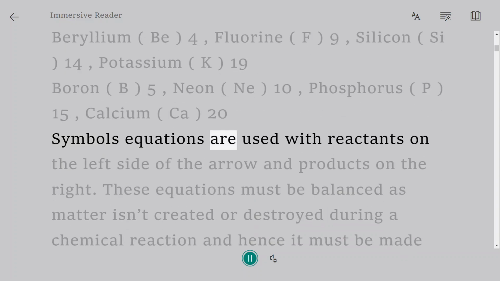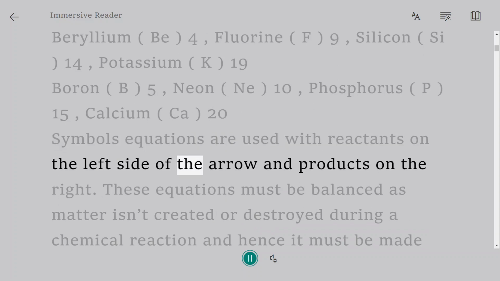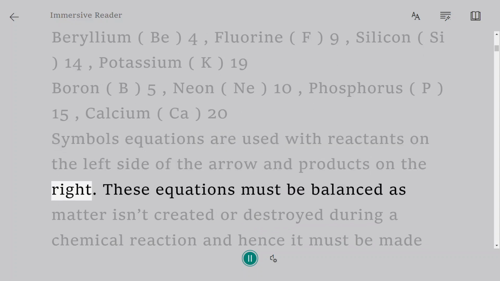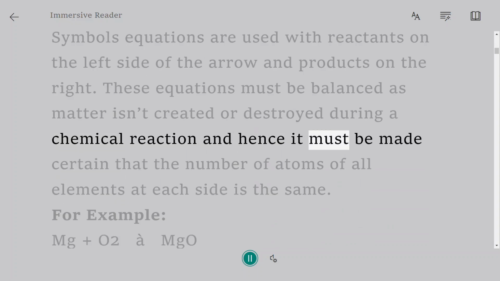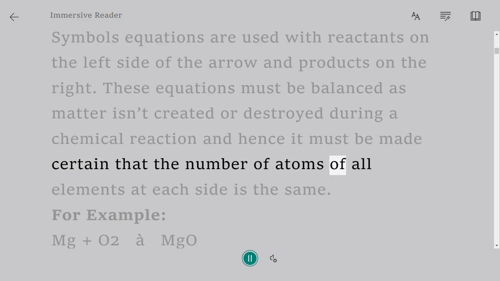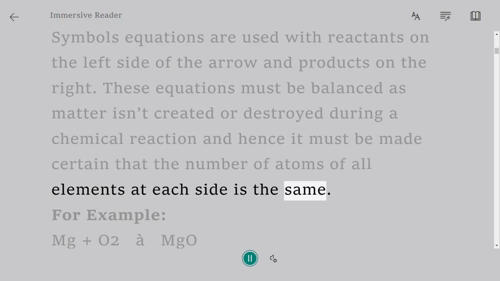Symbol equations are used with reactants on the left side of the arrow and products on the right. These equations must be balanced, as matter isn't created or destroyed during a chemical reaction, and hence it must be made certain that the number of atoms of all elements on each side is the same.